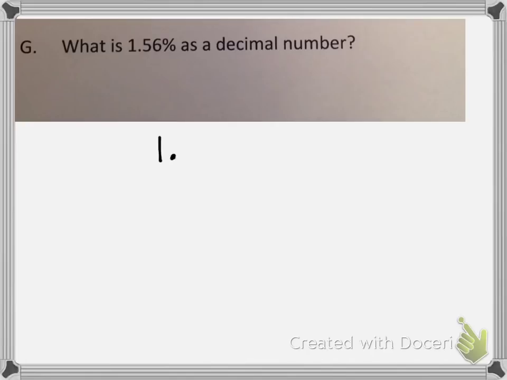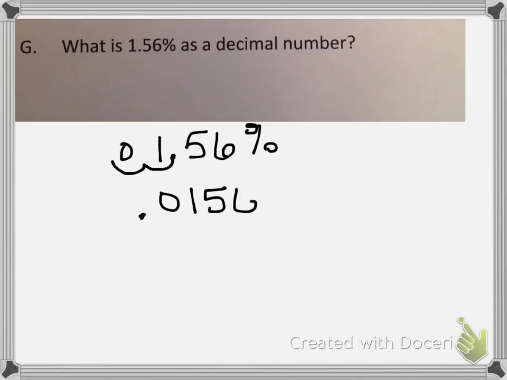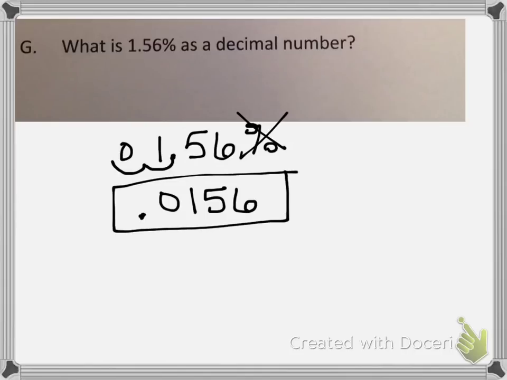So 1.56% as a decimal, moving that decimal 2 times to the left. So my final answer, 0.0156, no percent sign. Okay, again, our answer is a decimal, so it's not a percentage anymore. We just converted when we moved that decimal 2 times to the left.